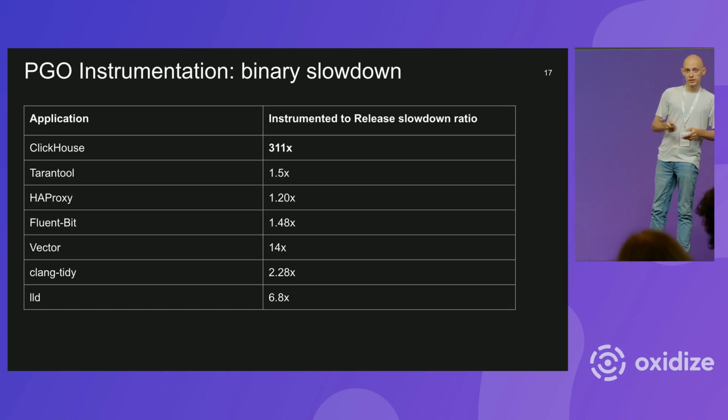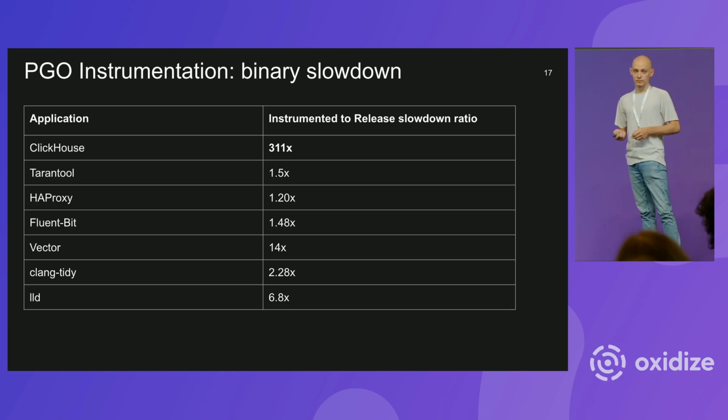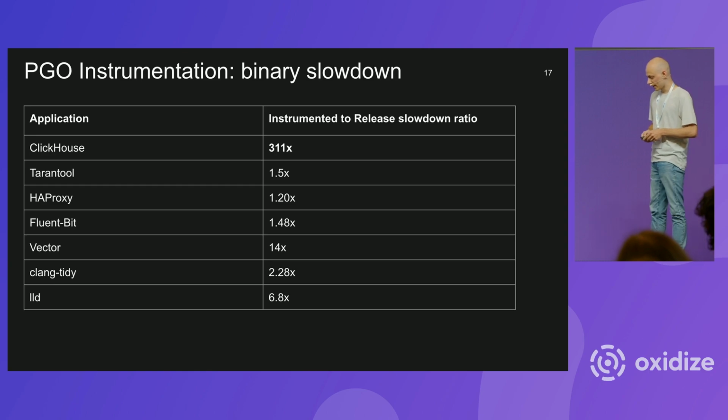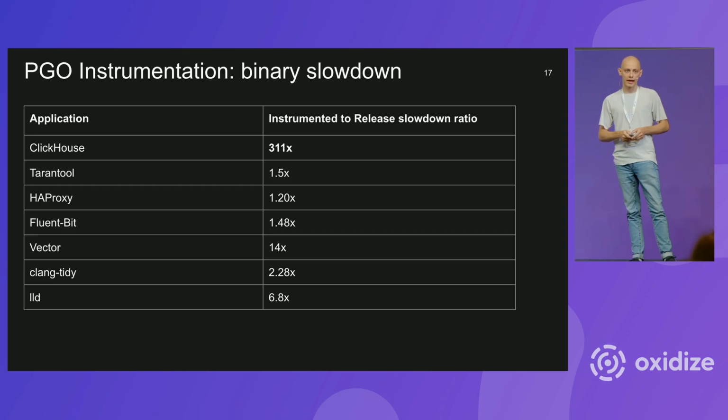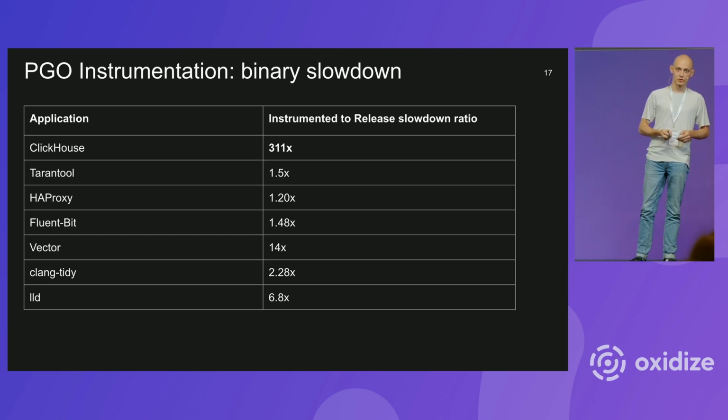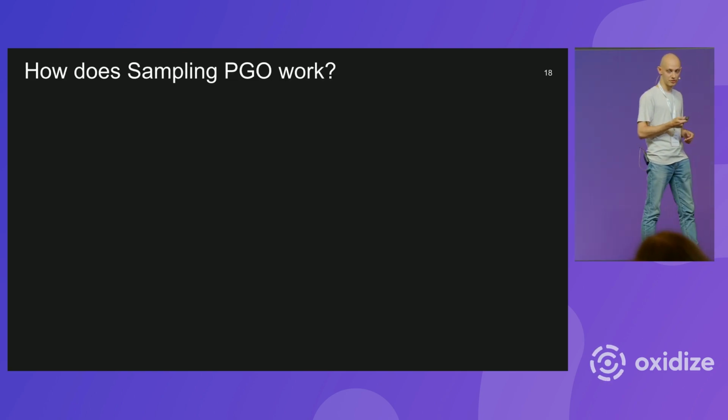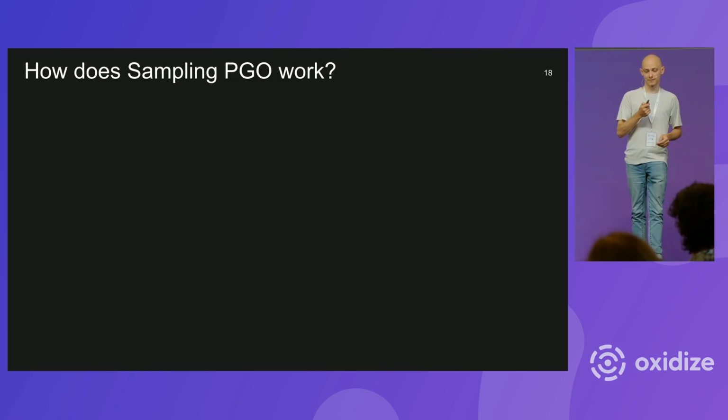Google is the largest PGO user in the world, as far as I know. They met such problems something like, I guess, 15 years ago, and they decided to implement another PGO way that is called sampling PGO. How does sampling PGO work?